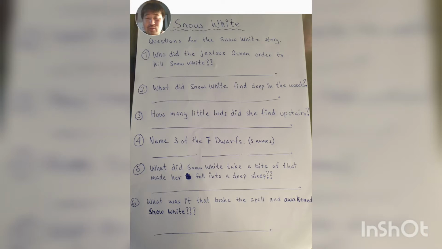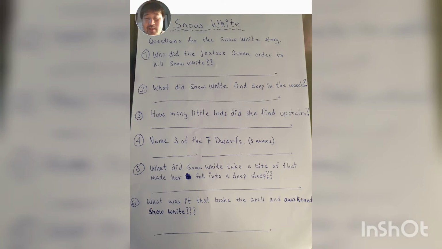So today's story will be Snow White, and I have 6 questions that you need to find the answers to. Okay, so this is the Disney version of the Snow White story. The first question is, who did the jealous queen order to kill Snow White? Please write it on the line when you hear it in the story.